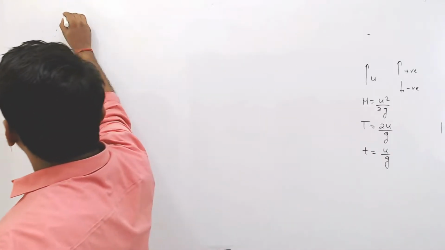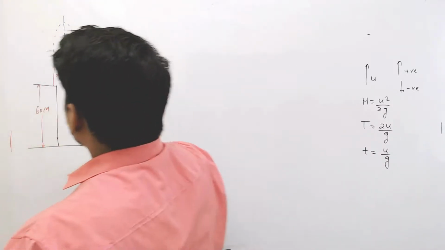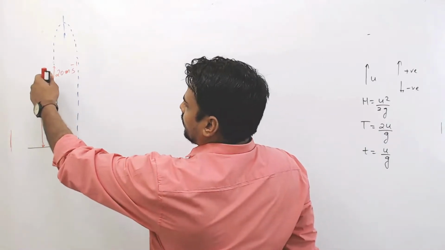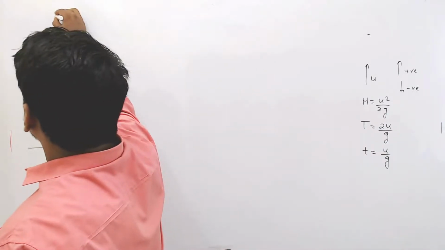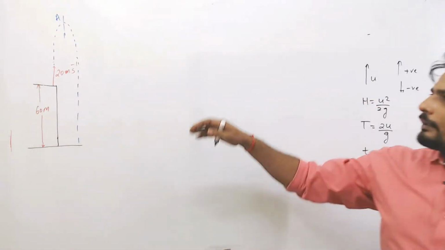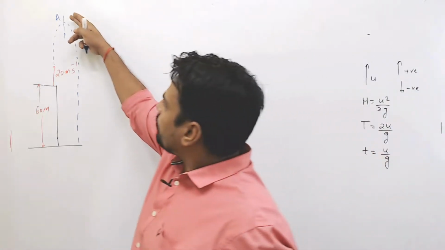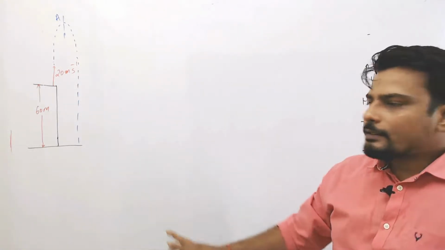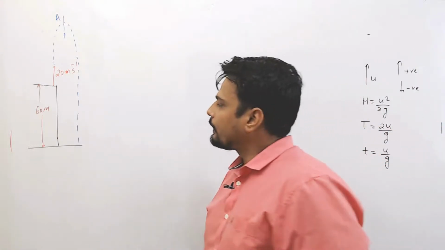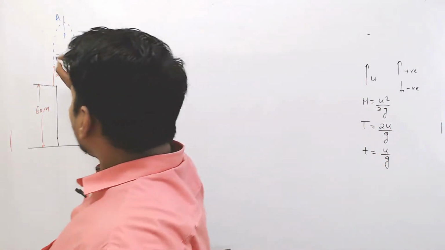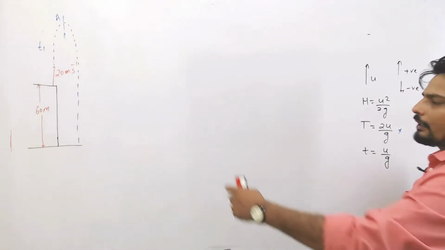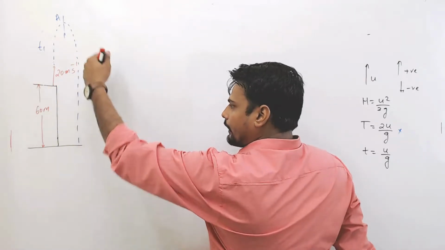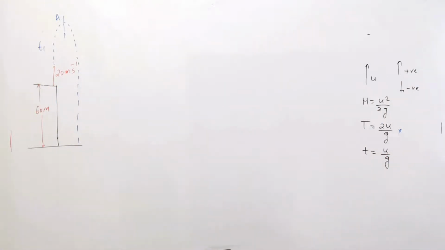First, you can look at this entire motion in two parts. Part one is the time it takes to go up to the top point, let's suppose that is A. The second part is the time it takes to come from here to the ground. These are the two parts in which I can break down this motion. While going up, it takes some time t1. The formula 2u upon g will not be valid over here, because it is not coming back to the same level. It's going to a different level altogether.